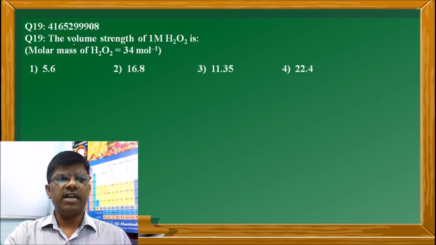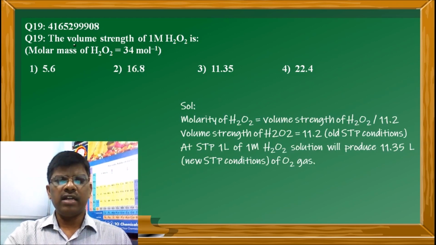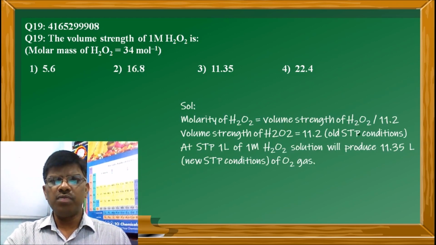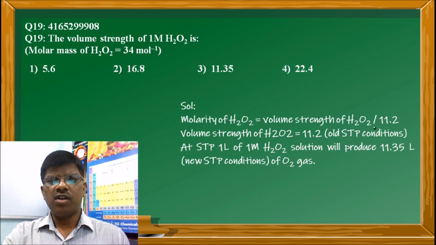Next, question number 19. The volume strength of 1 molar hydrogen peroxide is; the molar mass of hydrogen peroxide is 34 grams per mole. So what they are asking, dear friends: molarity of hydrogen peroxide is nothing but the volume strength of hydrogen peroxide divided by 11.2. Yes, we know at STP what is the volume of a gas. Yes friends, we know that at STP it is 22.4.